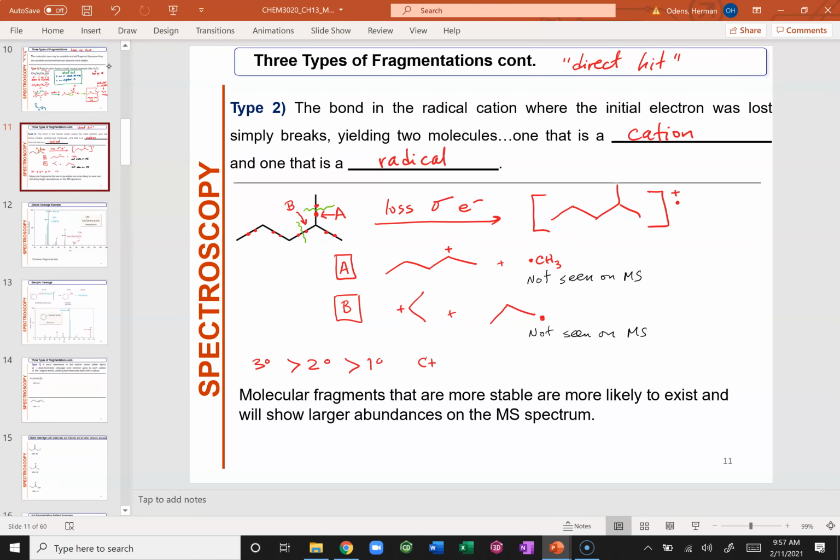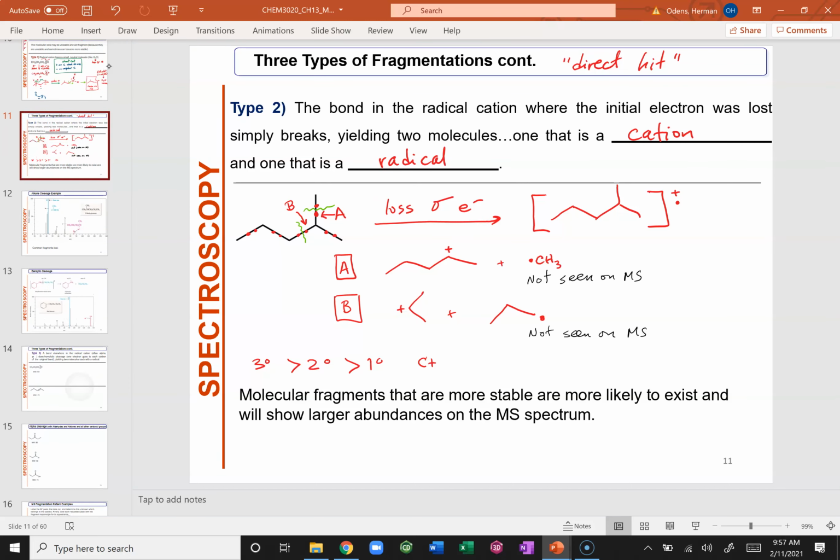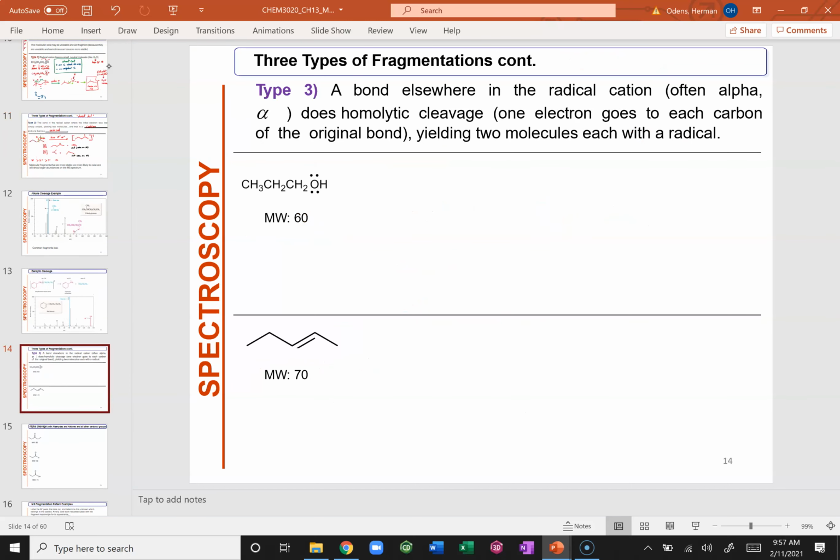So I need to speed up a little bit. All right. Let's do the third type. This is the most interesting type. This is the alpha cleavage type. Alpha cleavage. So in the alpha cleavage, you start off making your N plus ion by knocking out a non-bonding electron. So I'm going to do this.